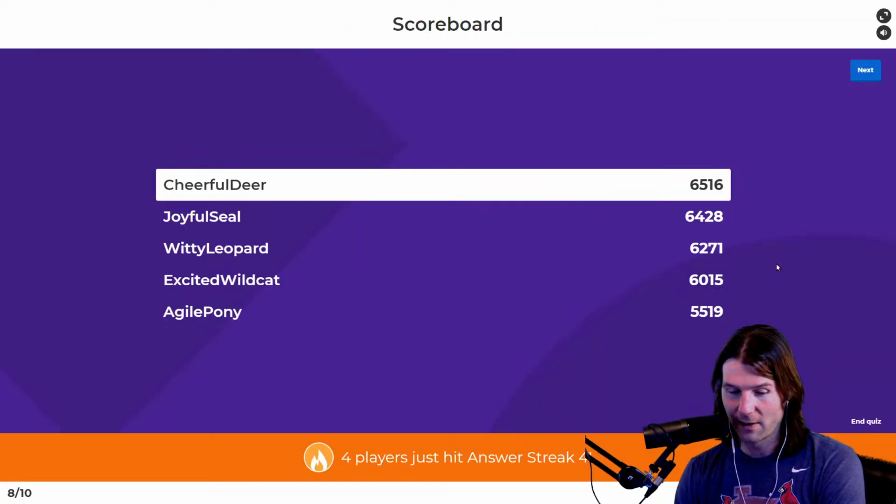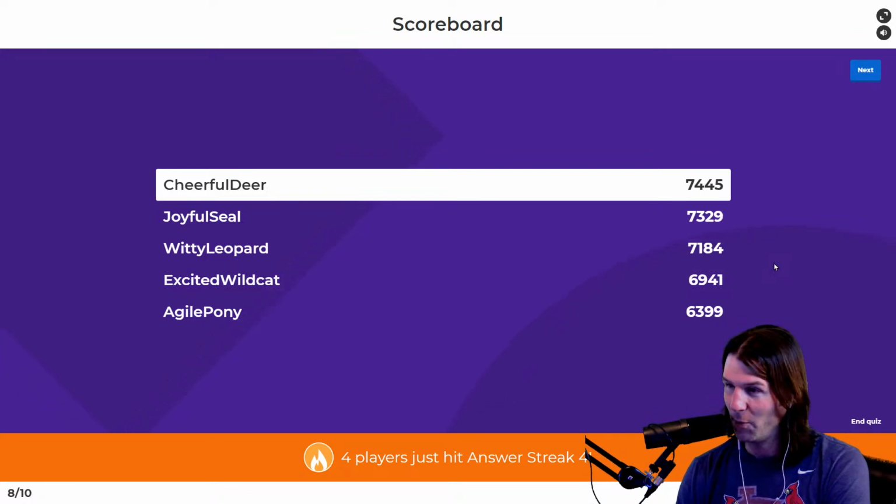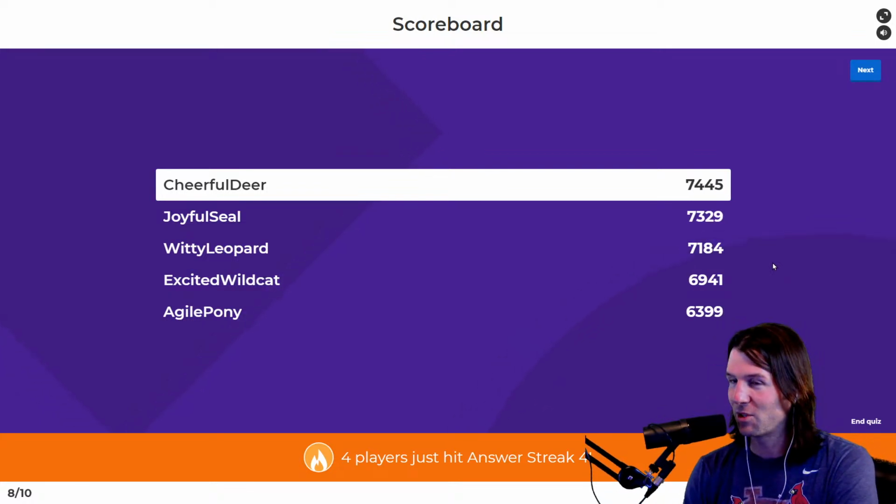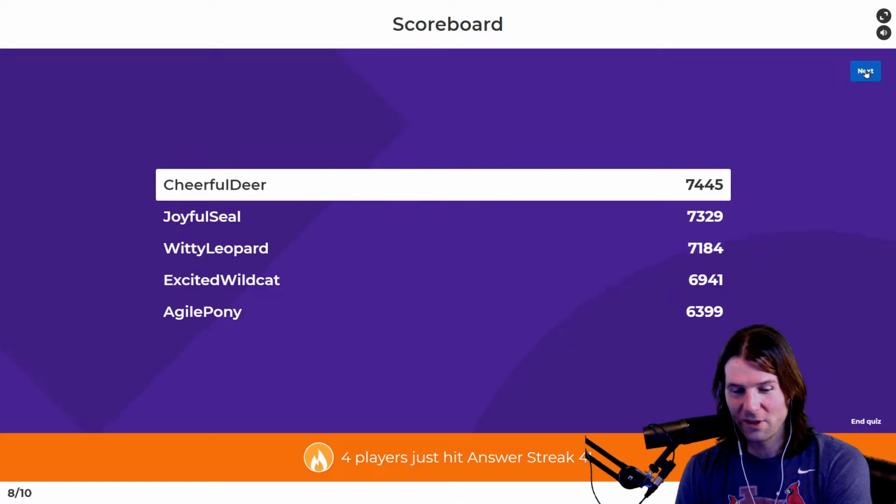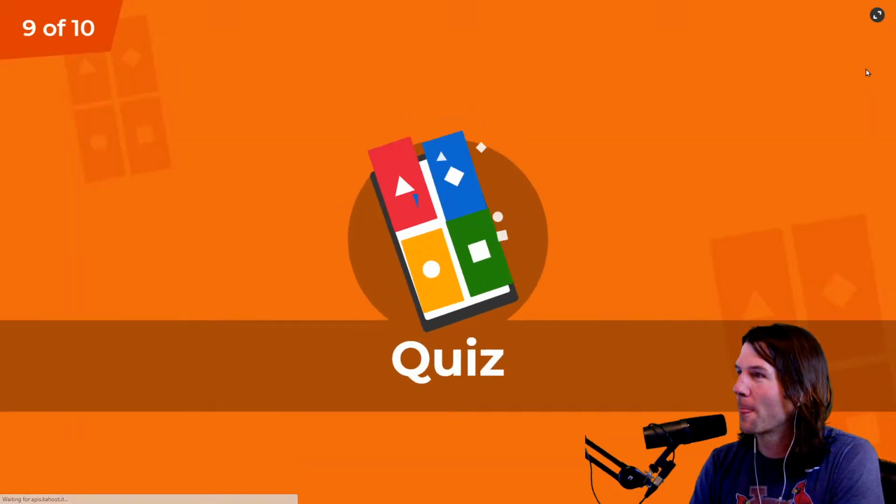Who's in the lead right here? Cheerful Deer. No one can stop Cheerful Deer. Maybe a Joyful Seal. Interesting combos right there.